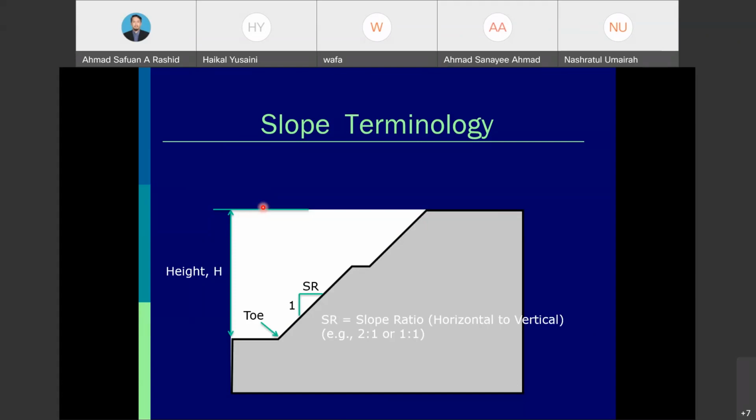Okay, so unless it is a natural slope, we can cut into 1-to-1. However, for the embankment, because we need to compact the soil later on, it is safe to design or build a 2-to-1 slope ratio. Then we have a terrace. This is a US term. In UK term, they call it a berm, BERM.